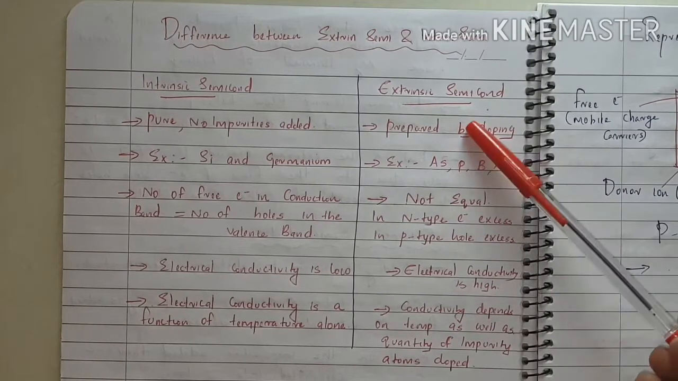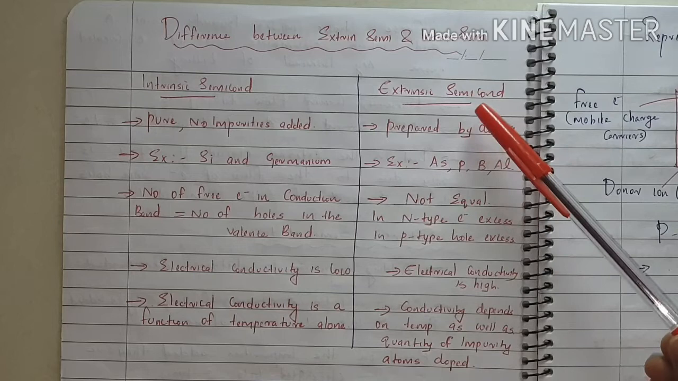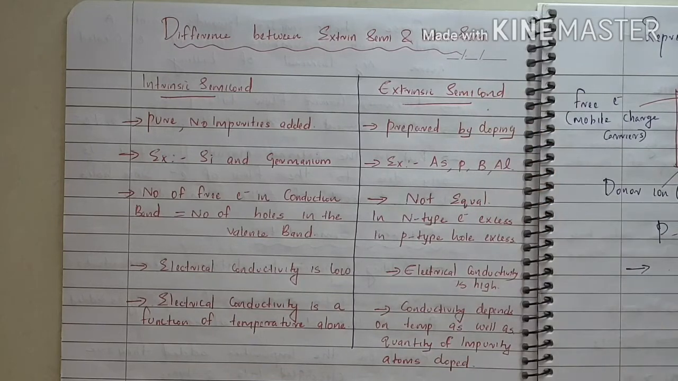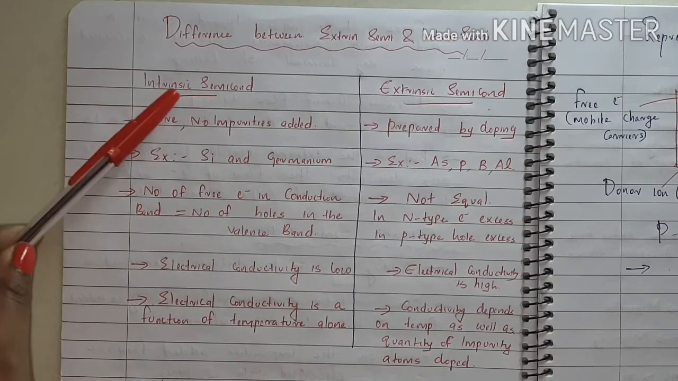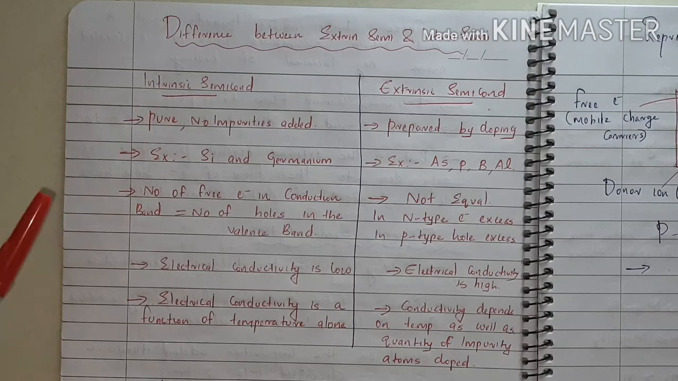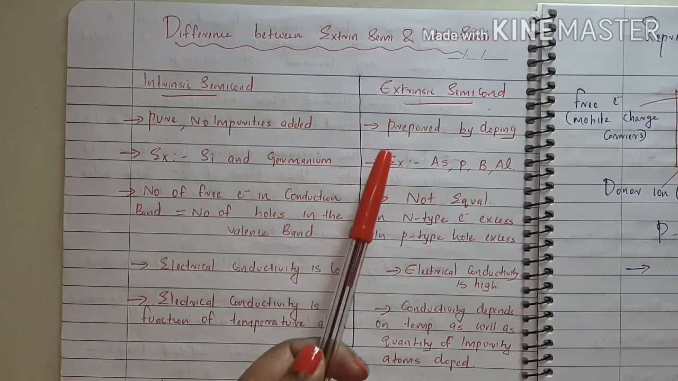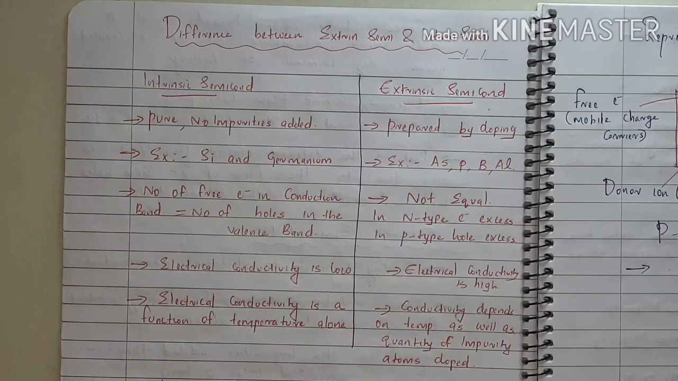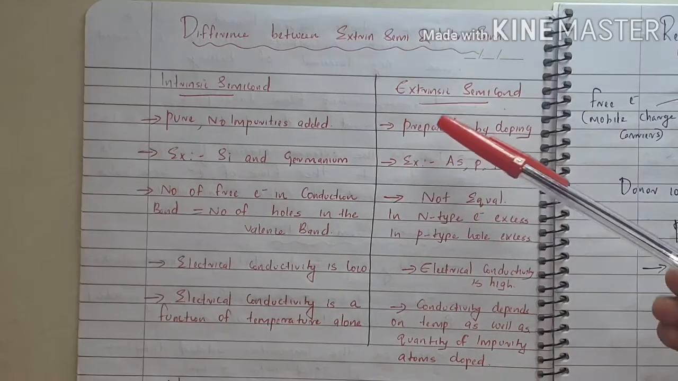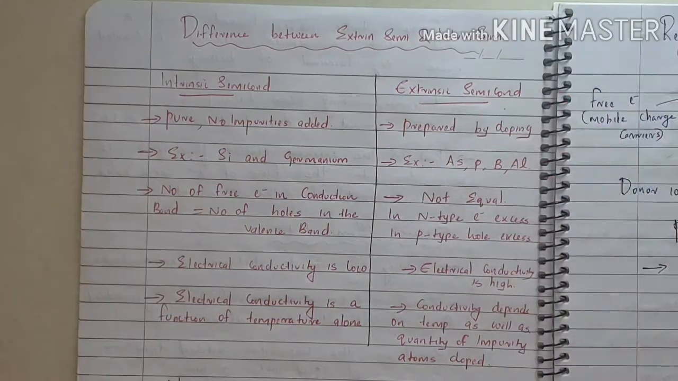Here is the difference between extrinsic semiconductor and intrinsic semiconductor. This is one of the important questions. First point: intrinsic semiconductors are pure, that is, no impurities are added here. Extrinsic semiconductors are prepared by doping, that is, impurities are added to the intrinsic semiconductor in order to make it extrinsic.